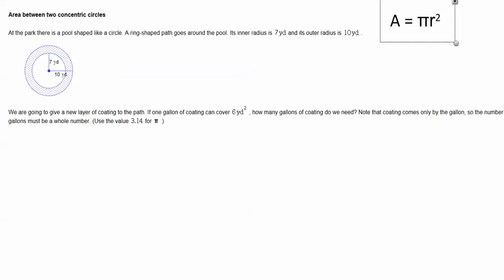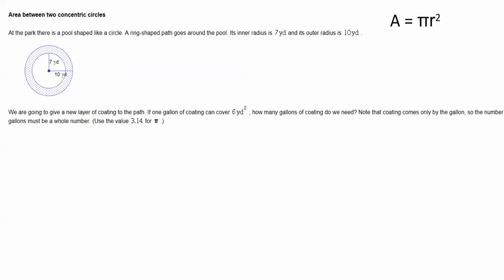So we're looking at the circle of the pool, the white part being the pool, has a radius of 7 yards. And then if you have the pool and the path put together, that's the larger circle. The part outside here is the smaller circle, the pool itself, the radius of 7 yards, and then the bigger circle is the pool and the path, okay, has a radius of 10 yards.